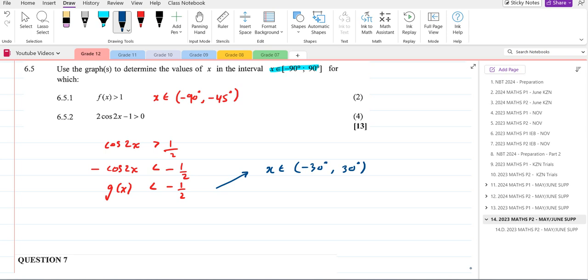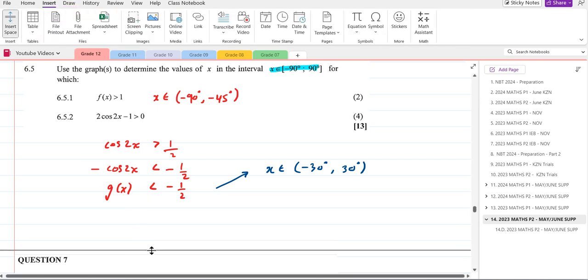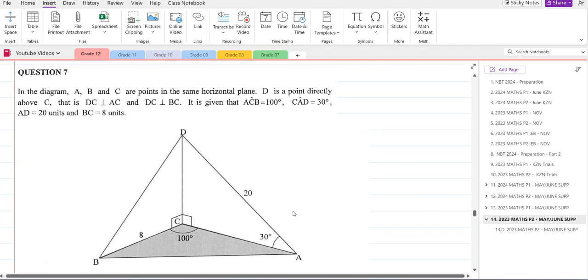Now moving on to the next problem, which is solution of triangles. In the diagram, A, B, and C are points in the same horizontal plane. Pretty straightforward, right? D is a point directly above C, so it's perpendicular, such that DC is perpendicular to AC, same horizontal plane, and DC perpendicular to BC.